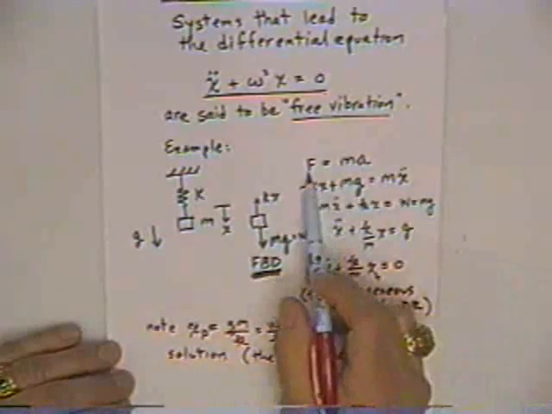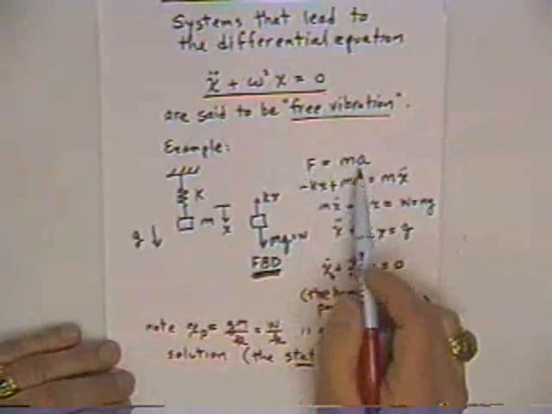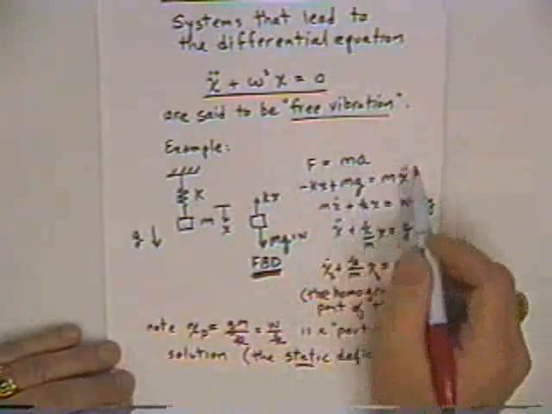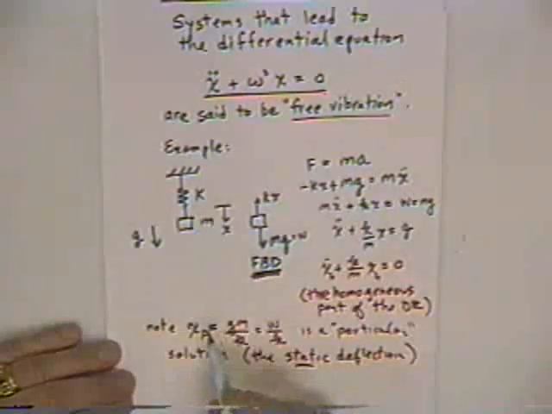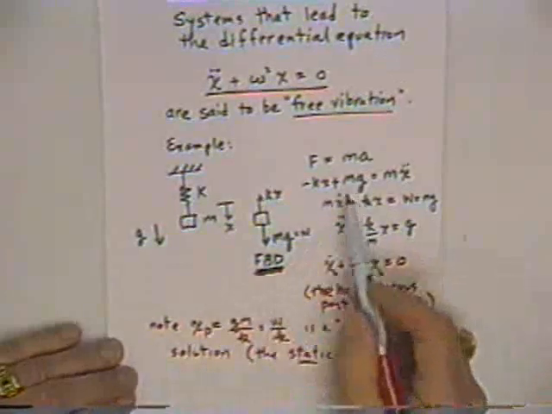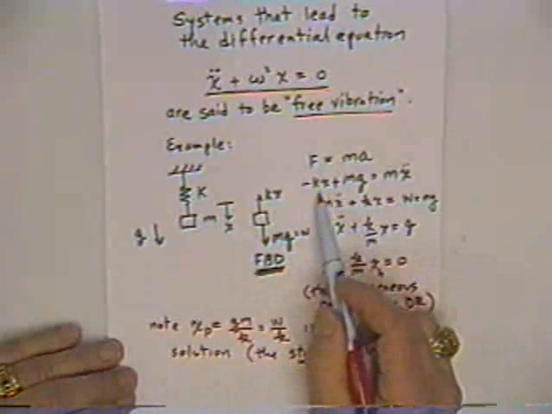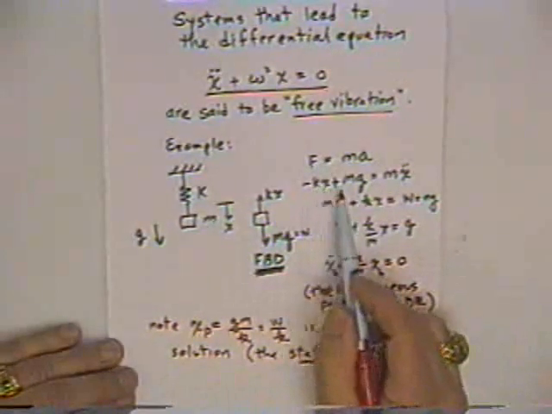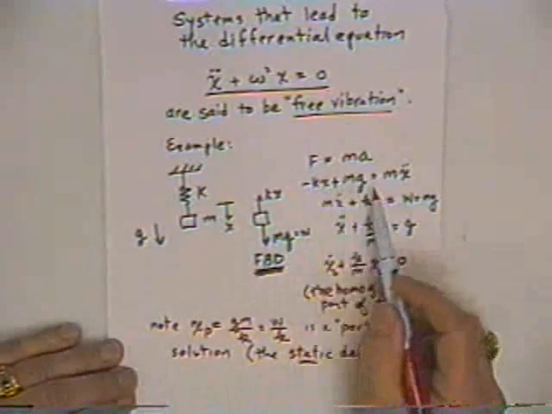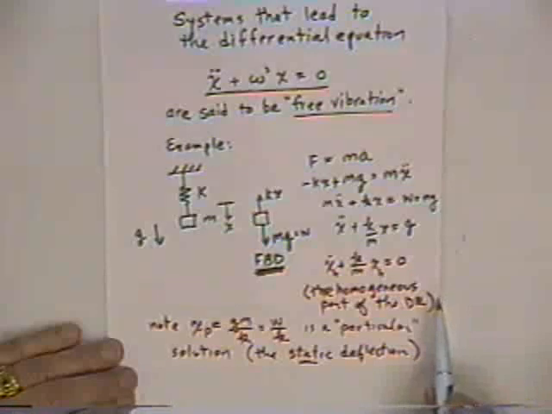So we have Newton's second law, which says the summation of the forces is equal to the mass times acceleration. I've written it in scalar form here because I'm only interested in the vertical direction. In this case, that's the x direction. Applying Newton's second law in the downward direction, I have a minus kx as that force, plus mg is equal to mass times acceleration, mx double dot.